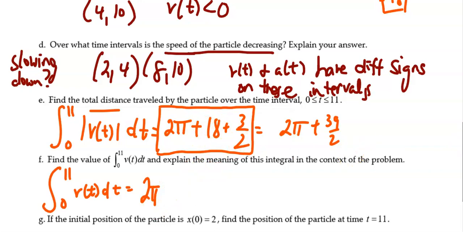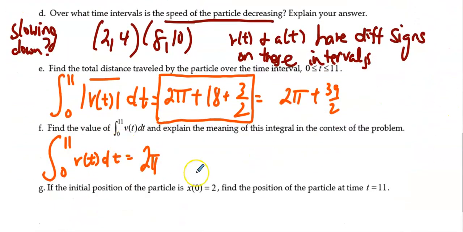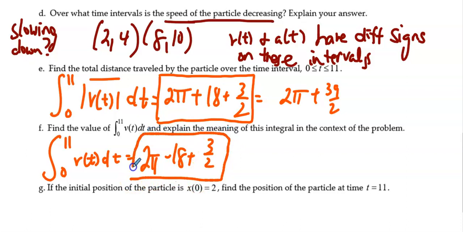But the only thing is that remember up here, we want this to be a -18, right? So we're going to subtract 18 plus 3/2. So that's it. Again, that's the better answer. That's going to be their better answer here. But that's going to end up being 2 pi minus 33/2.